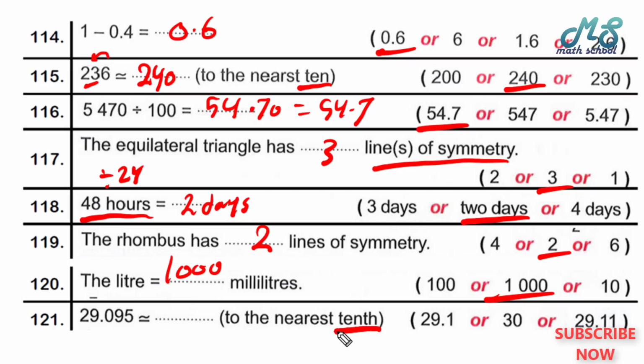29.095 approximately equals to the nearest 10th. 10th, so you will focus on the 0. The right digit is 9. 9 is greater than 5, so the 0 will be 1, so 29.1. So the answer will be 29.1. Be careful, he wrote this to confuse you, but the answer will be 29.1.